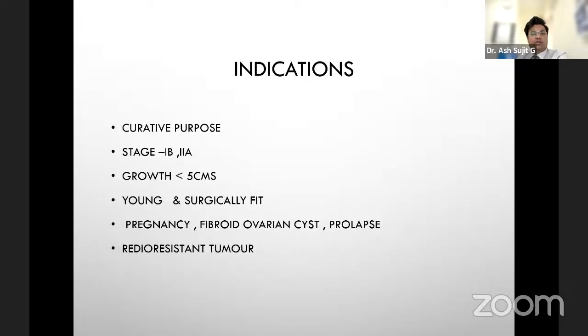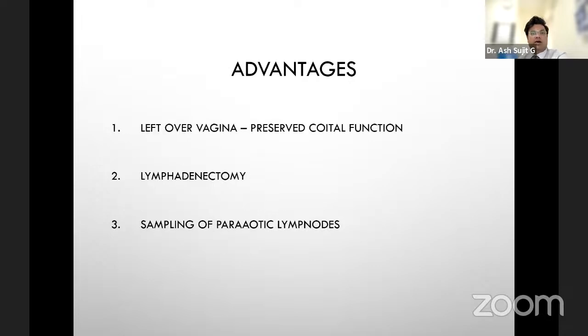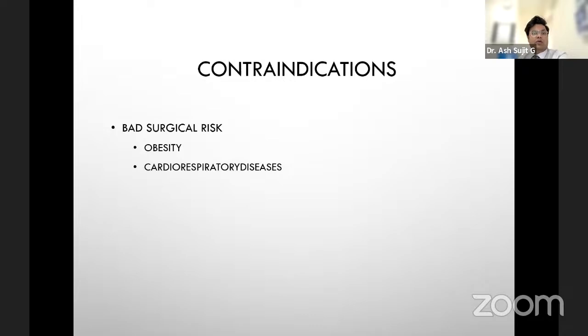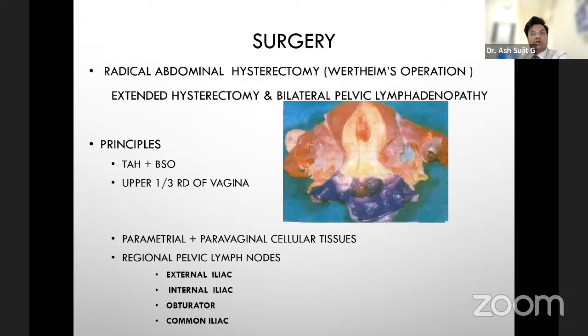So indications of surgery: when I'm doing a conization, it's a curative procedure at stages 1B or 2A when the growth is less than 5 centimeters, and in a young and surgically fit candidate where I have to think of a pregnancy also. You have the vagina which is left over. Whenever you're thinking of any surgery, make sure that the patient has a good reproductive life, or at least a sexual life, even after doing a surgery. You don't do such heroics. Make sure that if the patient has a bad immune system or any other comorbidities which are associated, be a little wiser when you're choosing the surgery that you want to do.